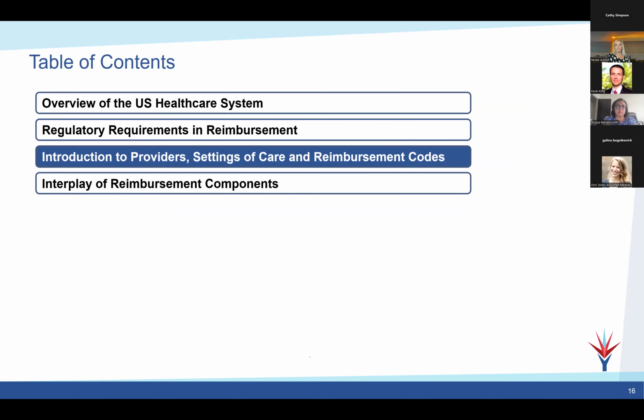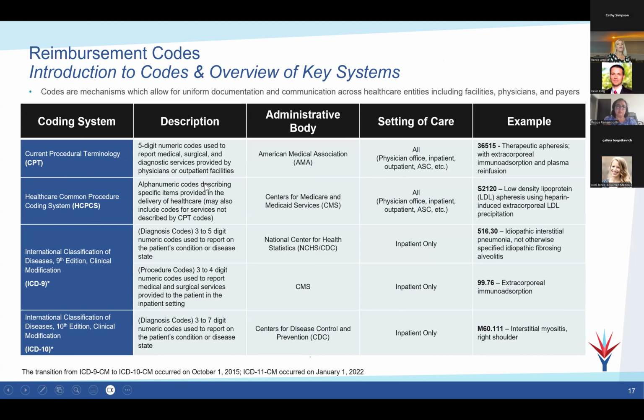So let's really talk about coverage, coding and payment. There are an awful lot of reimbursement codes in the US, starting with CPT codes, HCPCS codes, which are inpatient and outpatient, and then the DRG codes that I'm sure you're familiar with, ICD-9, ICD-10, and then since 2022, ICD-11 codes, which are inpatient only. You can see that they're administered by different bodies, the AMA, CMS, the CDC, and they have different code structures.